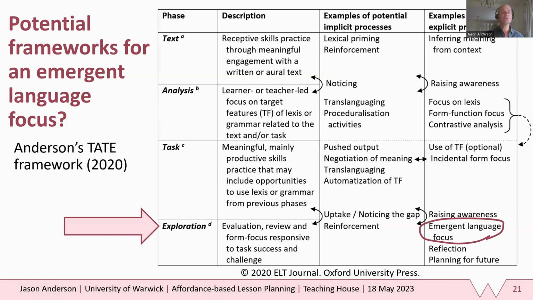An important thing to note here is that in their book, Richard and Danny argue that we can work with emergent language not just at this stage in the lesson, but at any of these stages. And I think if they were to modify this framework, they would argue that we can work with emergent language both when we're working with the text, the analysis, the task, and the exploration.